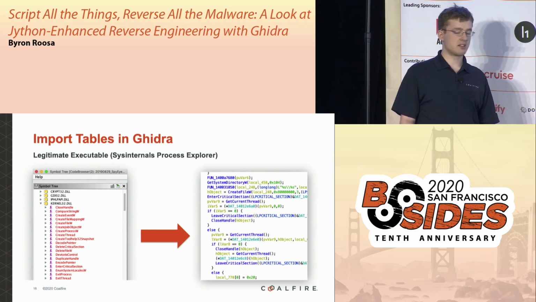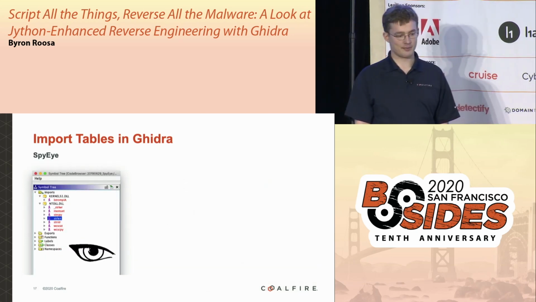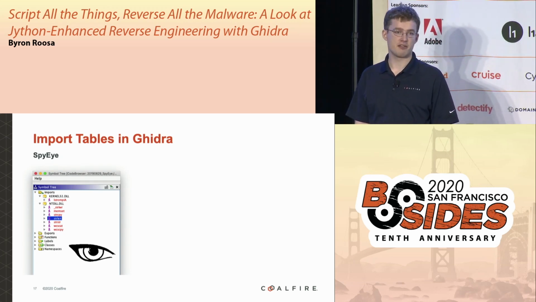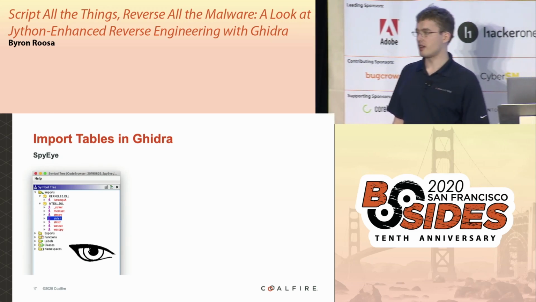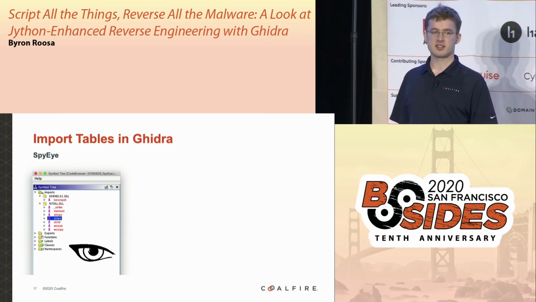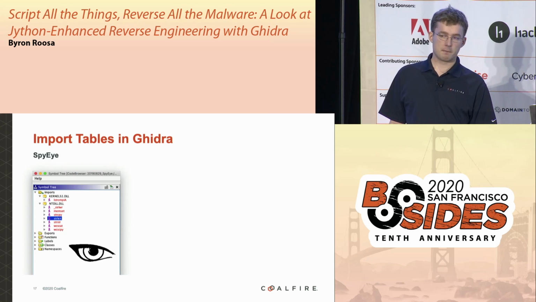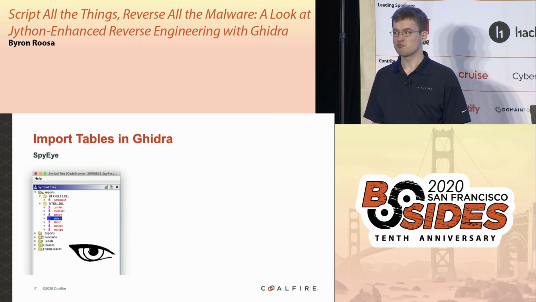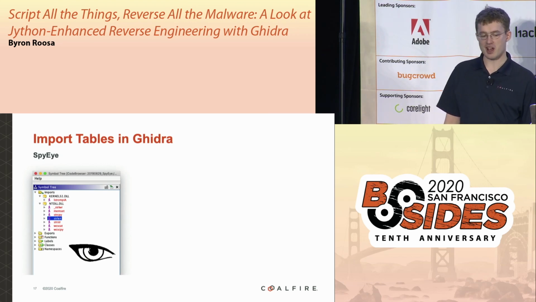Now, it's a little bit different if we look at SpyEye. This is what we get. Keep in mind, I said earlier, it does a lot of stuff. It can interact with Internet Explorer. It is able to do key logging. It does a lot of interactions with Windows. But if we look at the list of functions that it imports, it's pretty short. Something's going on here.